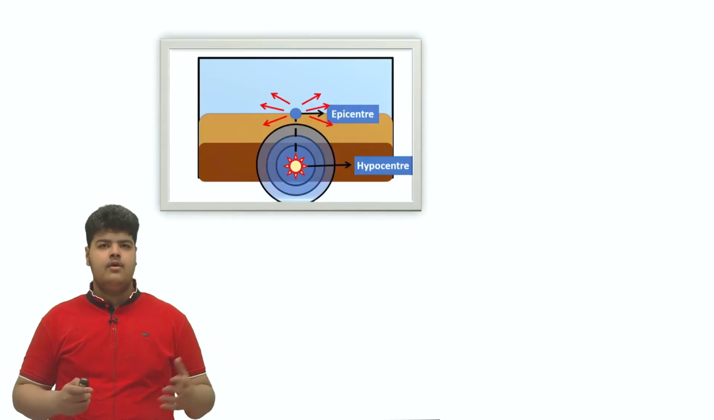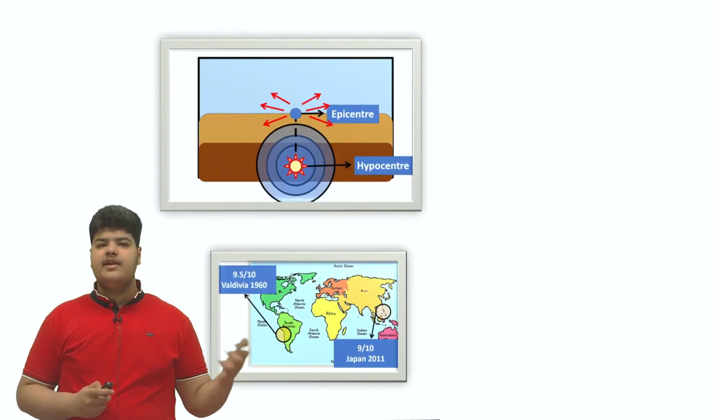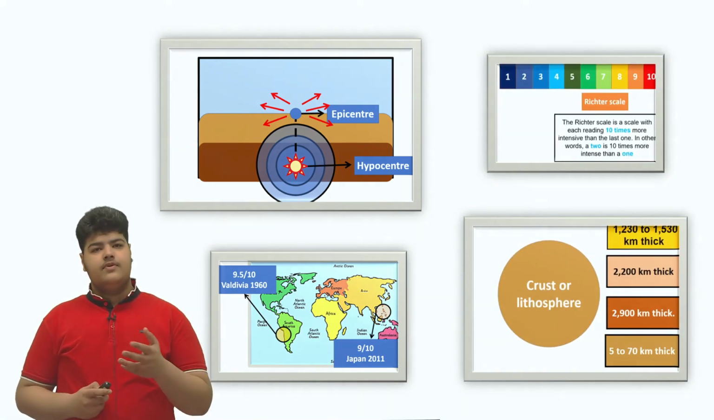So friends, what we have covered right now is how earthquakes work, two places where the earthquake was very intense, the Richter scale, and the layers of Earth.